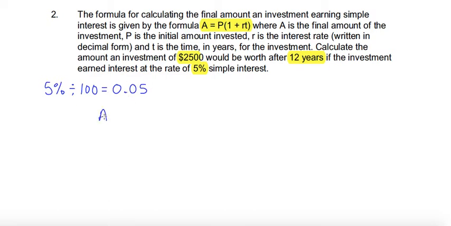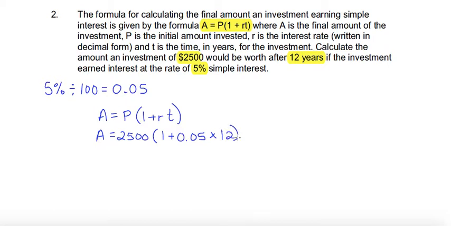So now we're going to use our formula that's given to us. A equals P times (1 plus R times T). And inside of our formula, we're going to now substitute in the values that we know. So our P is our 2,500. 1 plus our R is 0.05. And we're multiplying this by our T, and our T is the amount of years, which is 12.